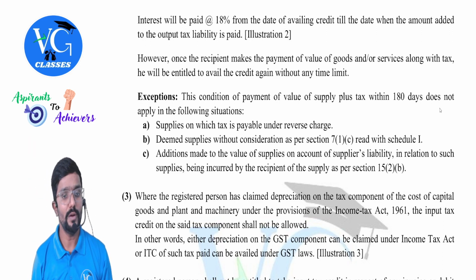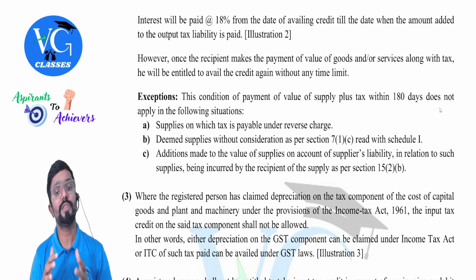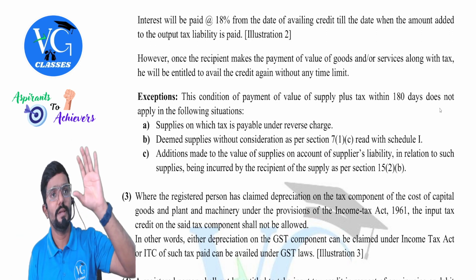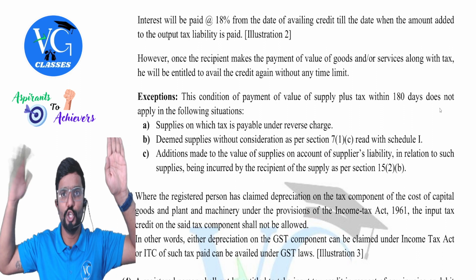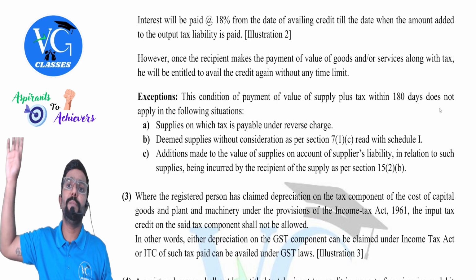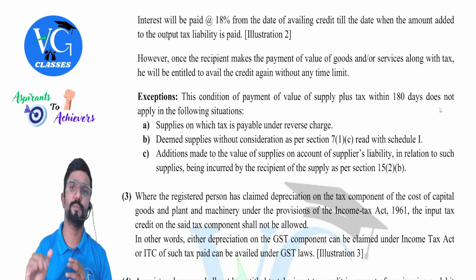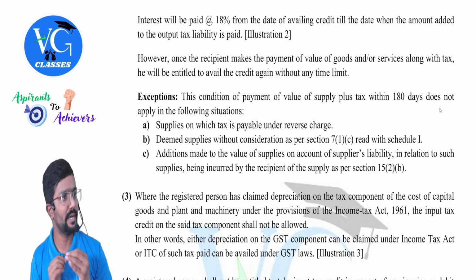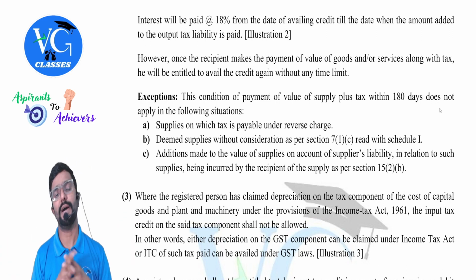However, once the recipient makes the payment of the value of goods or services along with the tax, he will be entitled to avail the credit again without any time limit. Guys, what they are telling is, 180 days got over in May, so he reversed the credit in June, that is in the May month return which he files in June. But the recipient paid the money to the supplier in August. Can he reclaim the credit? Yes, he can reclaim the credit. If the amount is paid in the future, he can reclaim the credit, and to reclaim the credit there is no time bar.